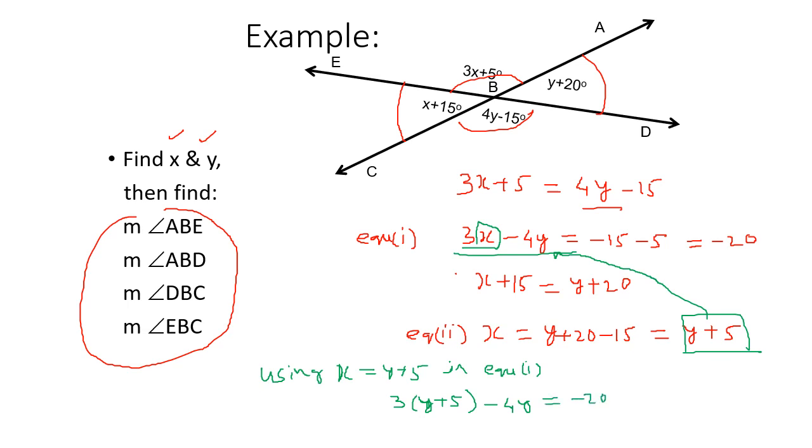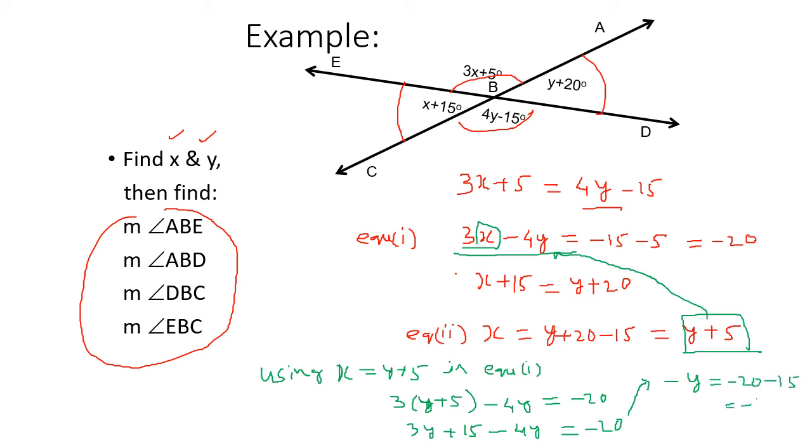Let me solve it. Let me open this bracket. 3 will go to both of them. 3y plus 15, 5 into 3 is 15. Minus 4y becomes minus 20. There's no space here, so I'll solve here. 3y minus 4y is equal to minus y, because 4y is bigger, so it's negative. And this minus 20 and this 15 go to that side, becomes minus 15.